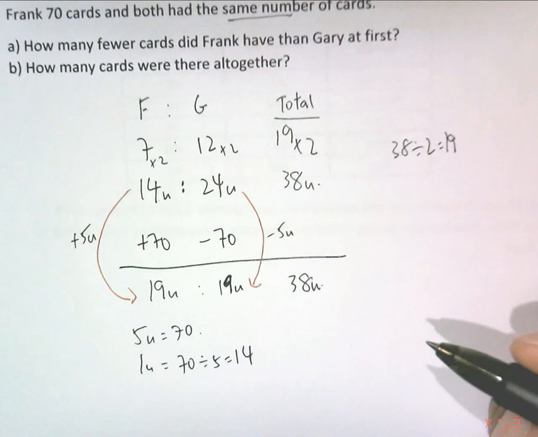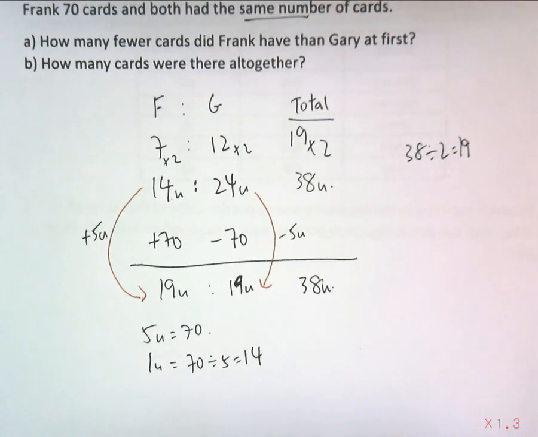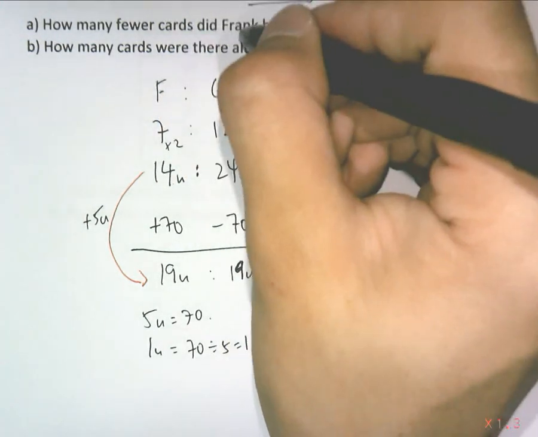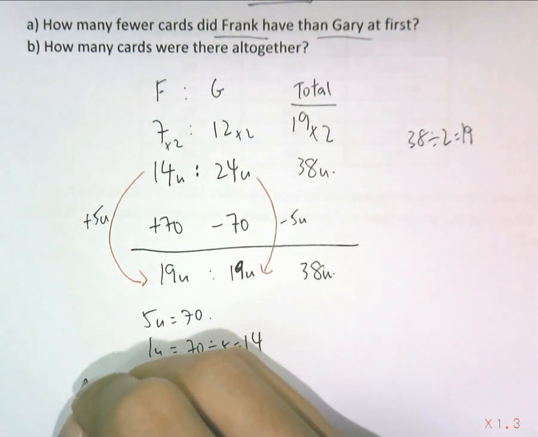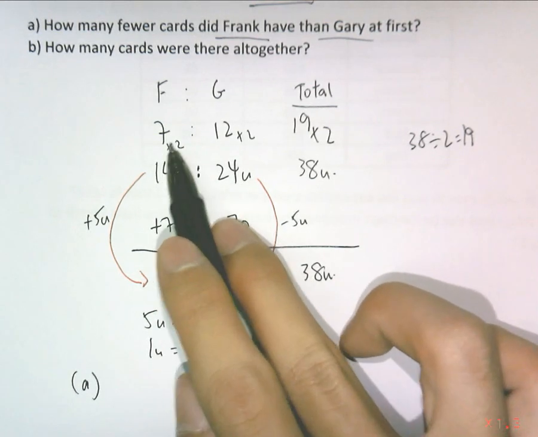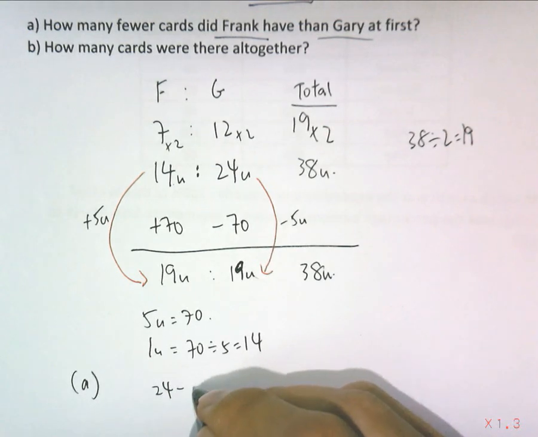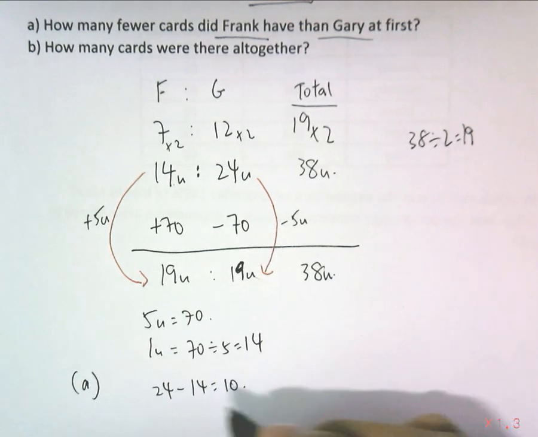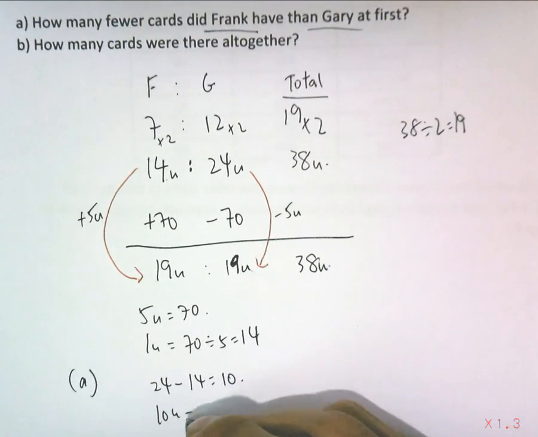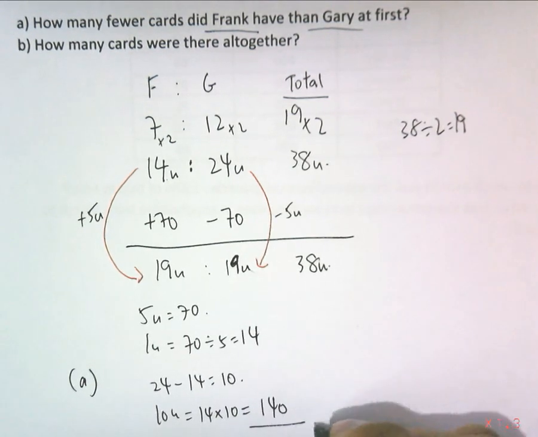Alright. So part A, how many fewer cards did Frank have than Gary? Okay. So Frank had fewer cards at first. So the difference over here, do not use the 7:12 anymore, use the 14:24. The difference is 10, so 10 units, 14 times 10, 140 fewer cards.